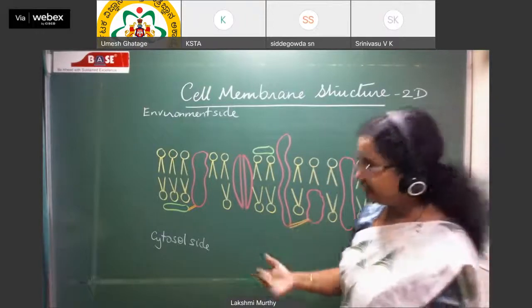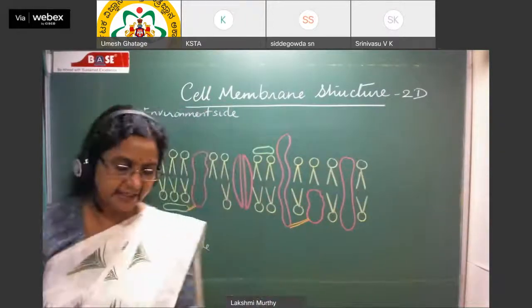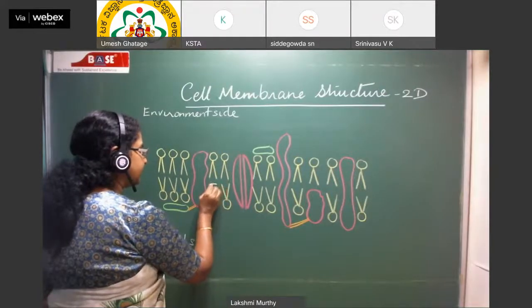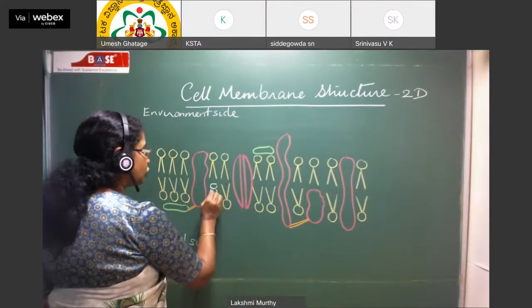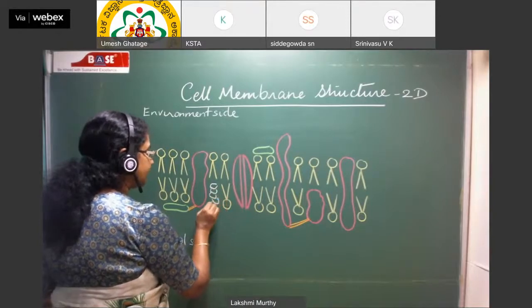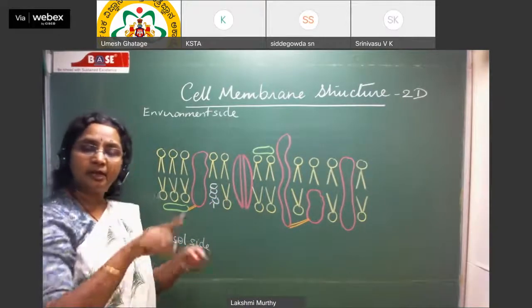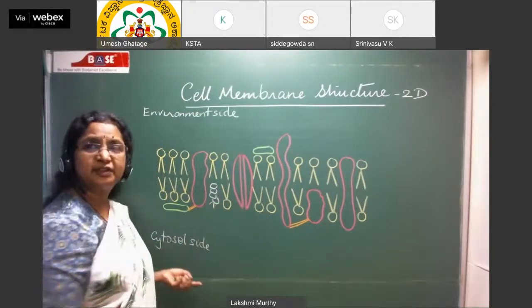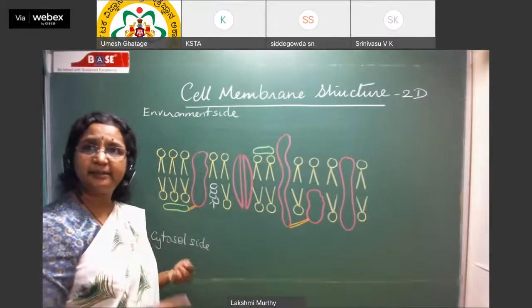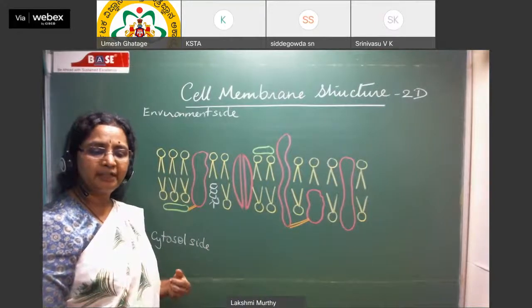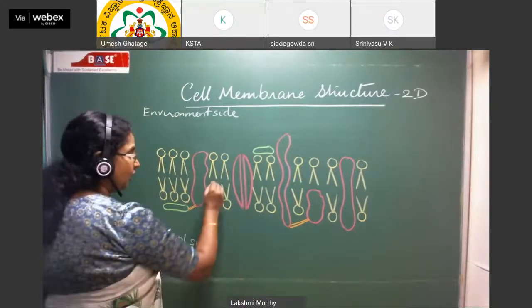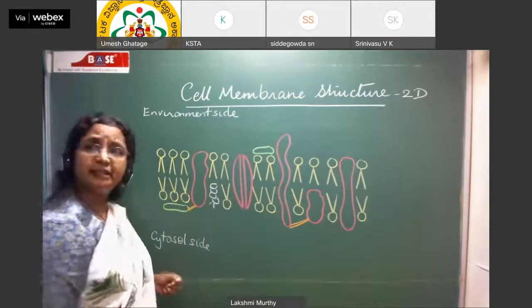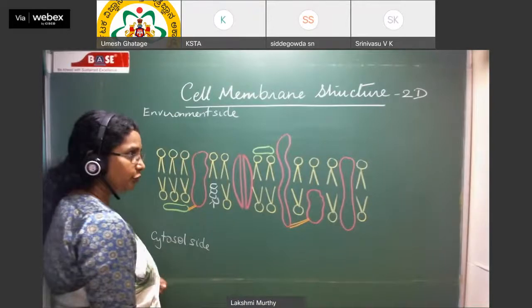Okay, let's come to the next component. Next component is you can find the presence of some cholesterol also. I'm showing it as a ring here. Please remember, this is just diagrammatic. It is not the exact representation. So cholesterol molecules also can be present here and there within the cell membrane. That is what you're going to have.